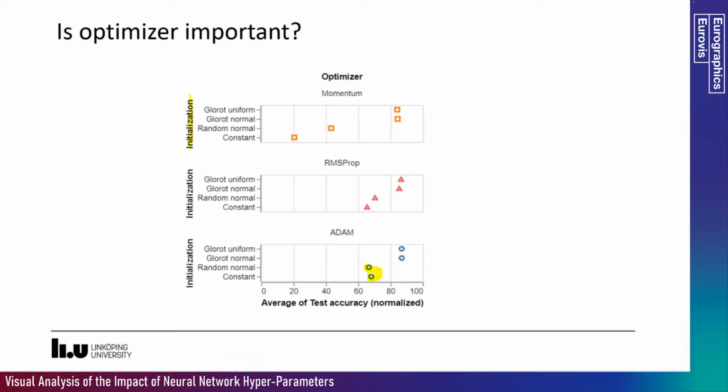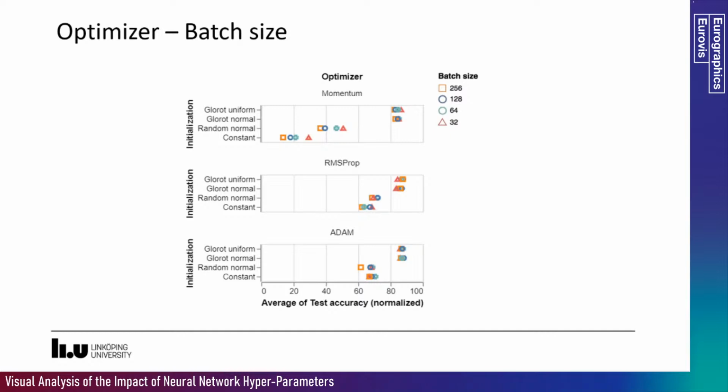We can further analyze the impact of the third parameter, such as batch size. Each parameter is now further split by the batch size, which is indicated by the different shapes. Here we can see that while both Adam and RMSprop generate results almost invariant to the batch size, the conventional momentum optimizer has a negative correlation between the batch size and accuracy. In other words, the performance is better for smaller batch sizes.